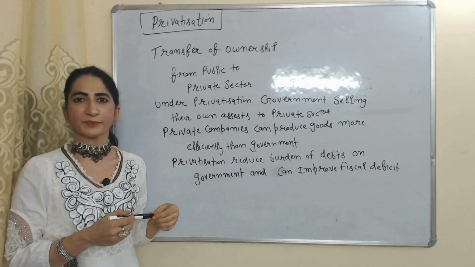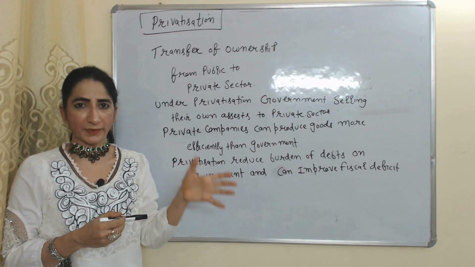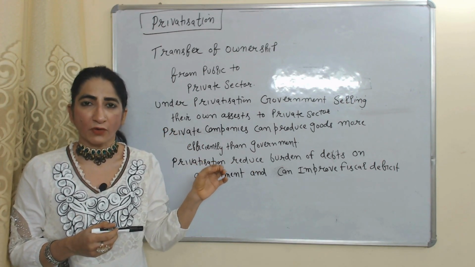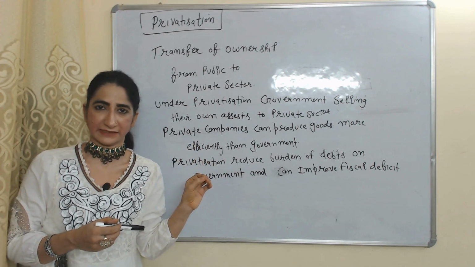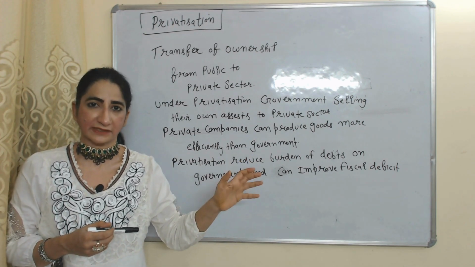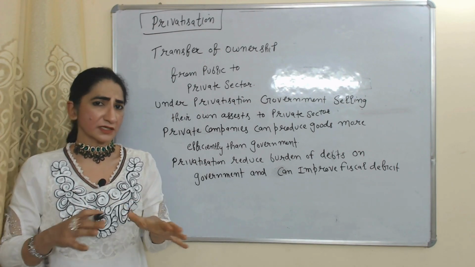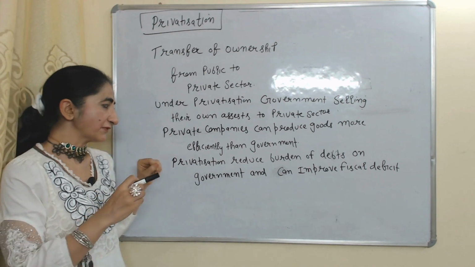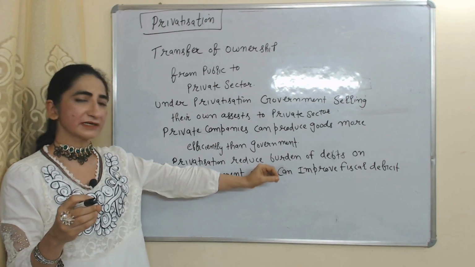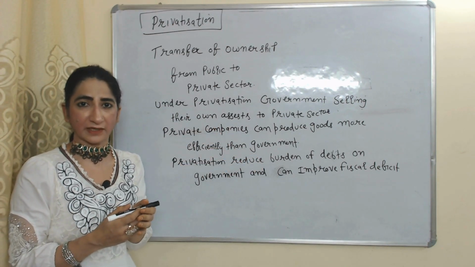Next reform is privatization. Privatization means transfer of ownership from the public to the private sector. Under privatization, the government sells its own assets to the private sector, because the private sector can produce goods more efficiently as there is so much competition. Privatization can reduce the burden of government debts and can improve the fiscal deficit. Fiscal deficit means when government spending exceeds its income.